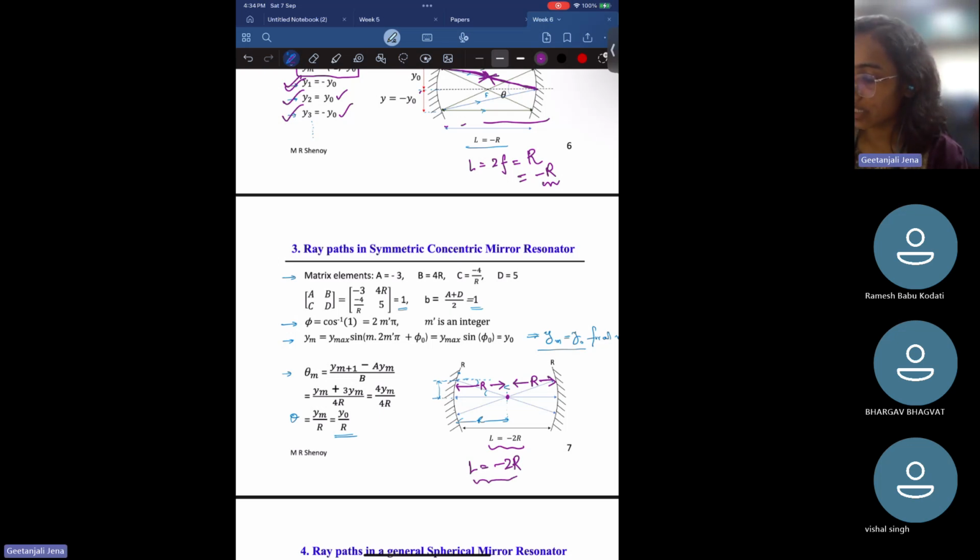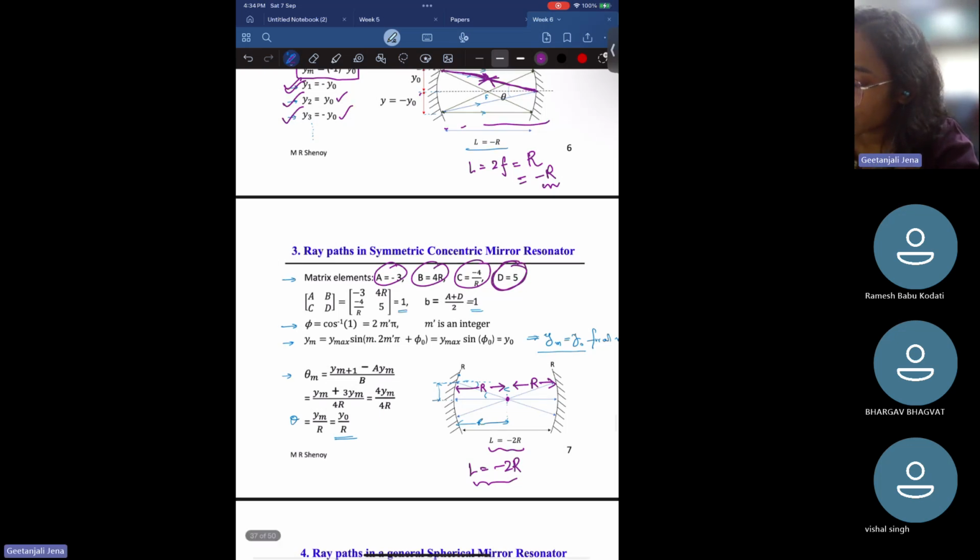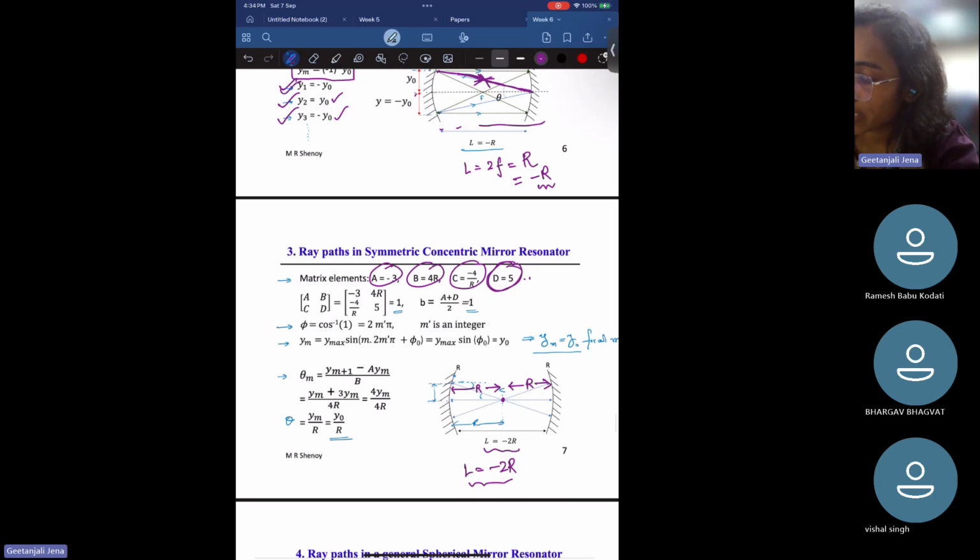What is the relation between L and R? Now we can easily find out the values of A, B, C, and D. So what is the value of B? B is (A plus D) by 2, which is (-3 plus -5) by 2, hmm, so we'll get the value of 1. So it satisfies the stability condition.